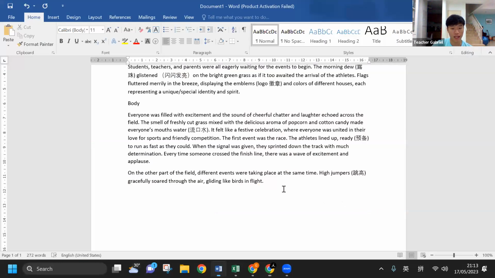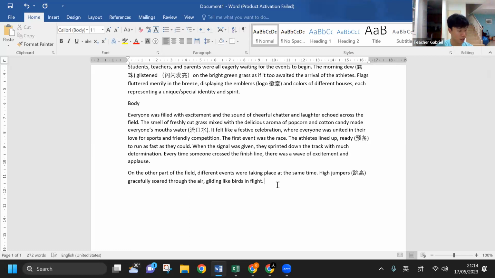So our metaphor compares high jumpers with birds. Why do we compare with birds? Because we want to tell the reader, number one, that high jumpers jump very high, as if flying in the sky, and number two, that their style is free and graceful, like birds flying. This is why we use metaphors. Then the reader can see that the high jumpers actually jump very high and are very graceful like birds in the air as they jump.